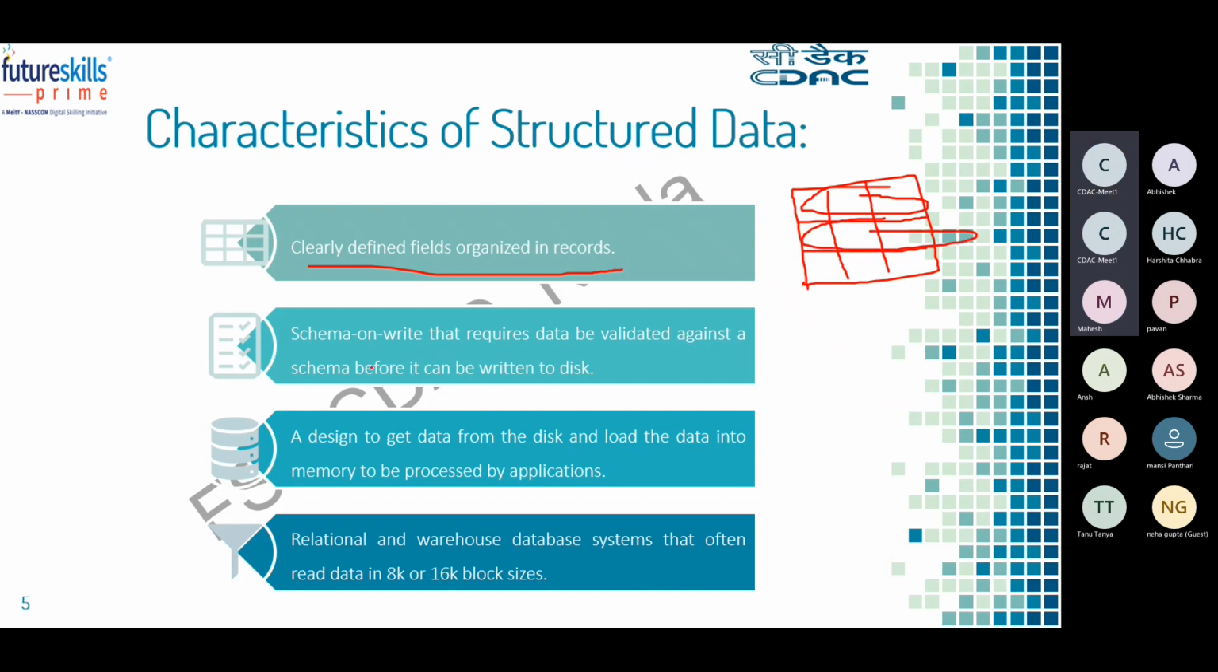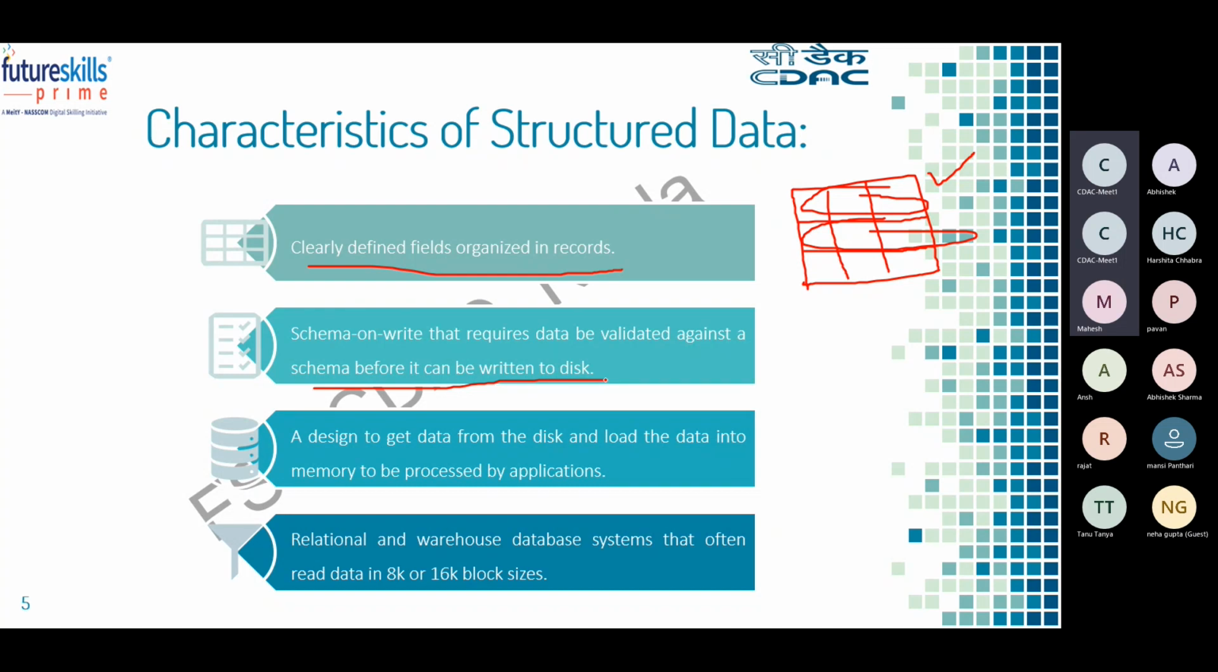Now, another thing: schema on write. When we talk about big data, it is coming from different sources, so we don't have any schema for unstructured data, and we have to deal with that as well. Schema on write requires that data be validated against a schema before it can be written onto a disk. When you are storing data onto a disk, before storing it, it will be validated against a schema.